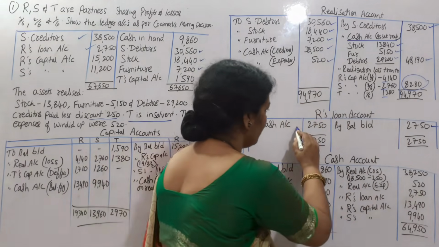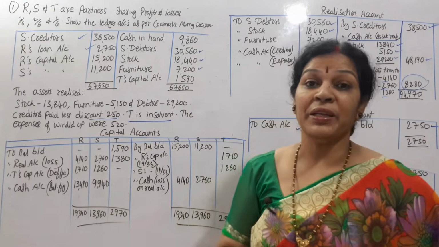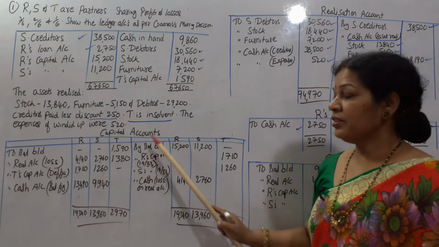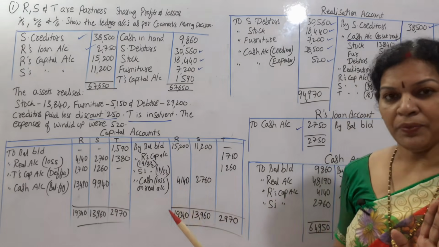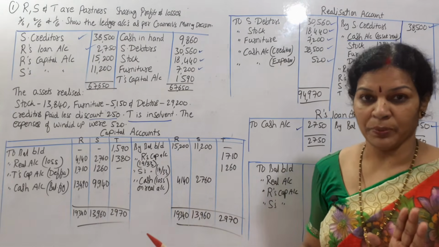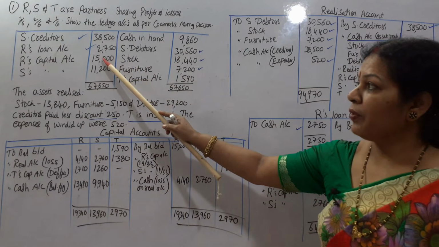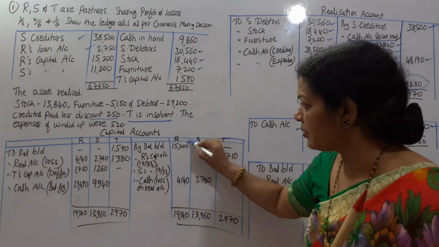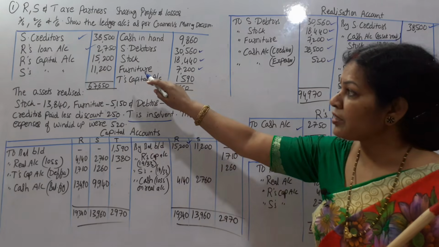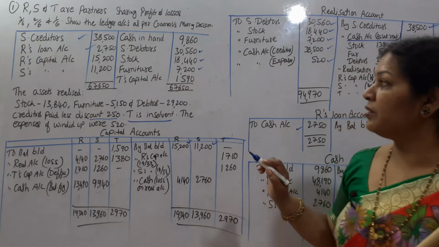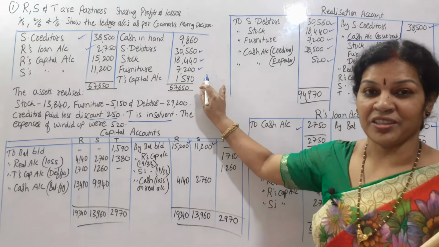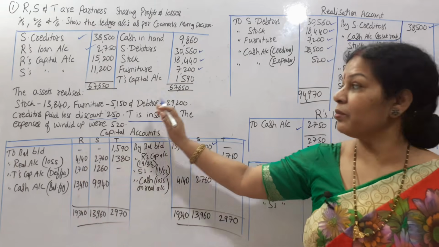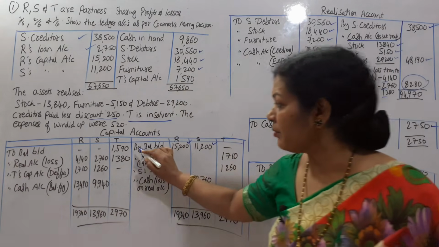Clear? Now coming to the capital accounts, you need to be very careful about these capital accounts, R, S, T capital accounts. First of all, any capital account will start with the opening balance. Opening balance of R and S. R is 15,200. Okay. And S capital 11,200. T's capital is on the asset side. Asset side means we have to write it on the debit side because he is insolvent. 1,590, 1,590.